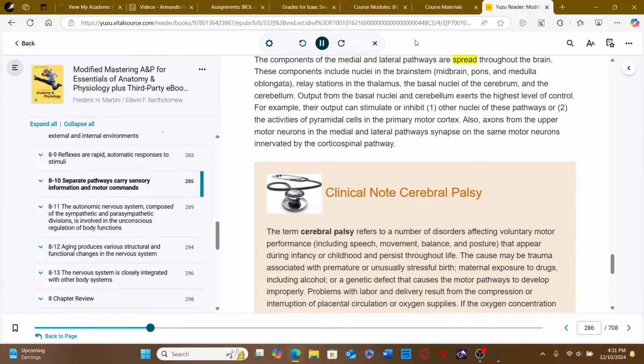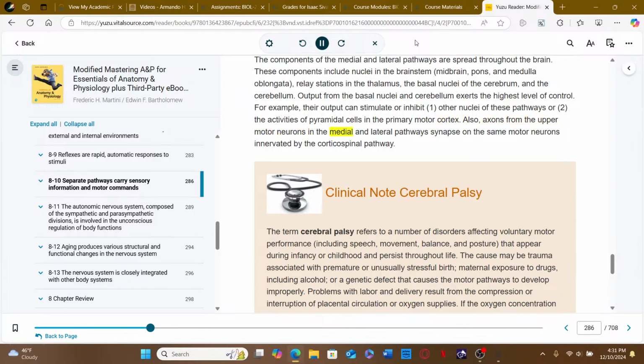The components of the medial and lateral pathways are spread throughout the brain. These components include nuclei in the brainstem, midbrain, pons, and medulla oblongata, relay stations in the thalamus, the basal nuclei of the cerebrum, and the cerebellum. Output from the basal nuclei and cerebellum exerts the highest level of control. For example, their output can stimulate or inhibit 1. other nuclei of these pathways, or 2. the activities of pyramidal cells in the primary motor cortex.